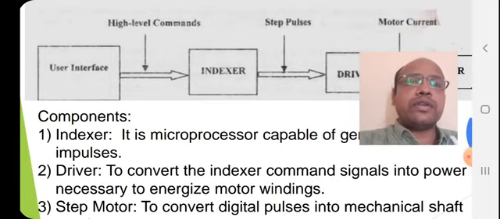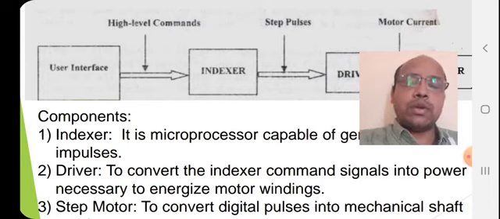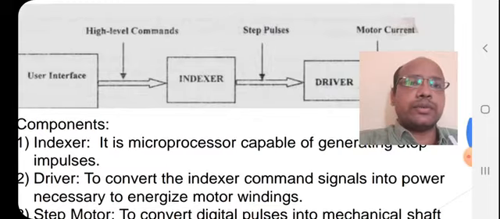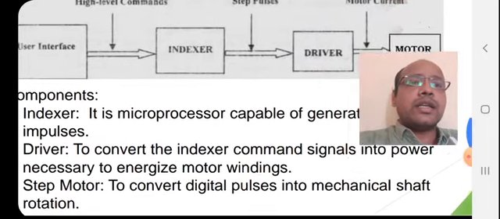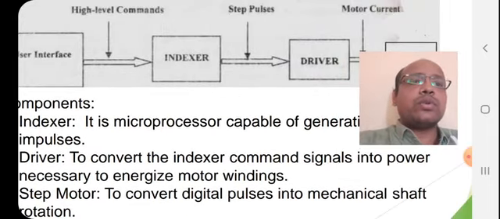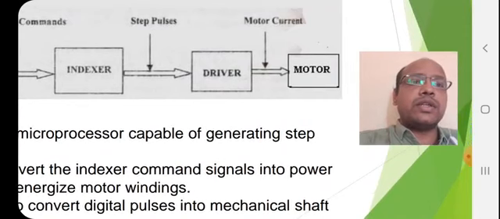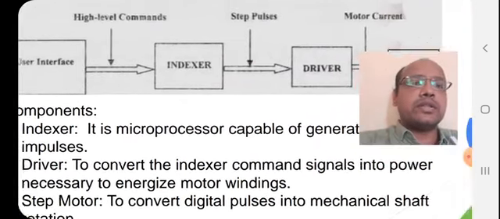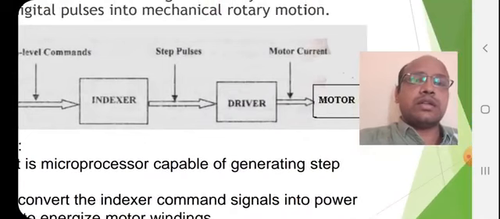The user interface is used to write a program. It may be a PLC program, a programmable logic controller. Through the user interface, high level commands are sent to the indexer. The indexer is simply a microprocessor which is capable of generating step impulses. Step impulses are nothing but test signals.